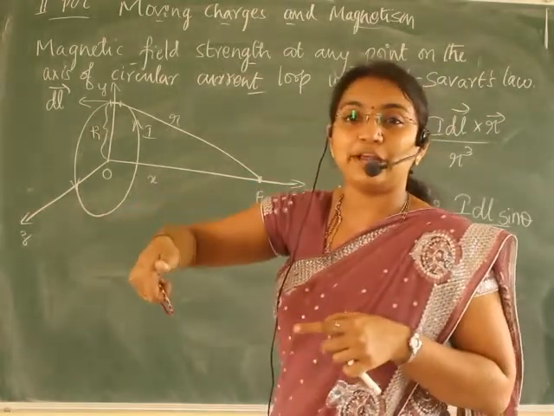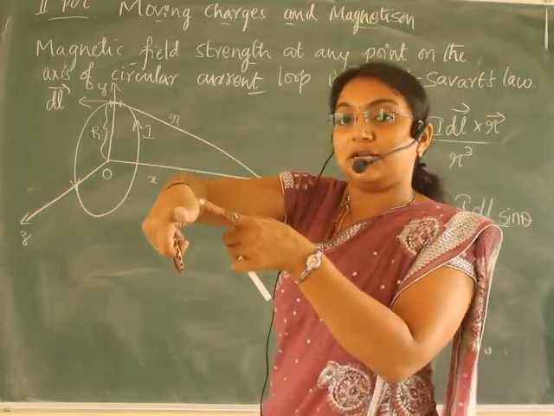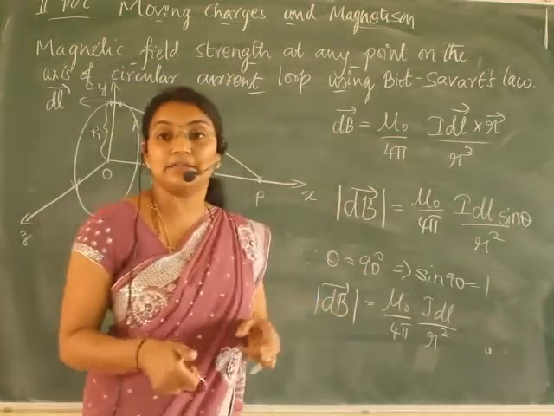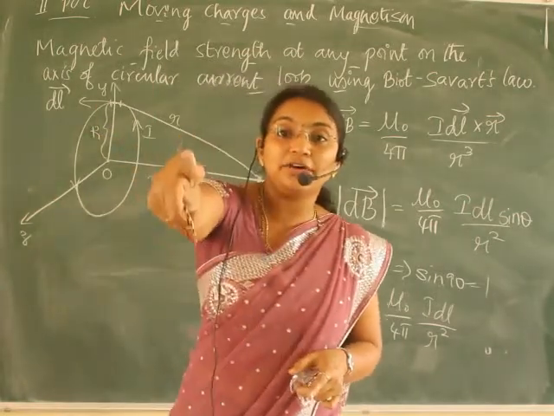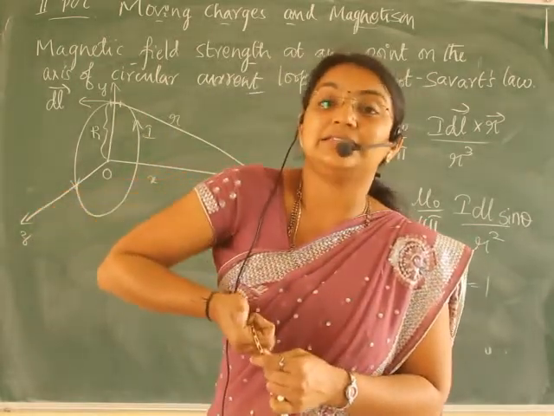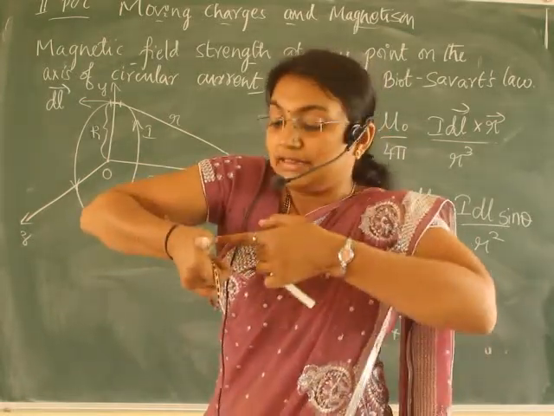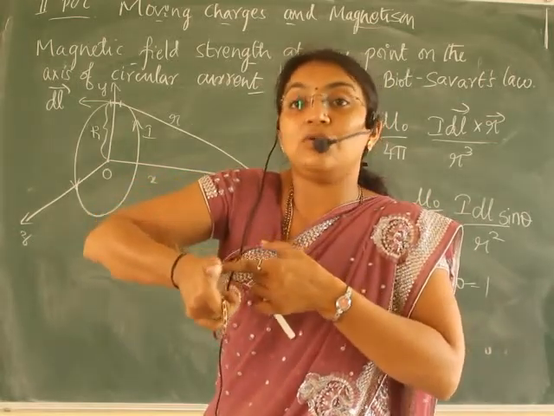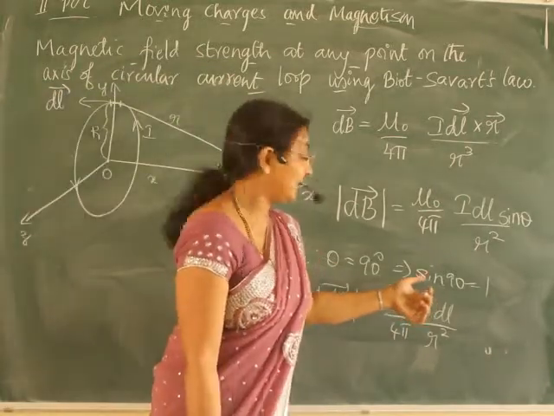This R and this dl are perpendicular to each other. This element and R are perpendicular to each other. Therefore, the angle between R and dl is nothing but 90 degrees. Hold the element in your right hand such that the thumb indicates the direction of the current. Then this is the direction of your element. The direction of R is like this. The angle between R and dl is now 90 degrees, correct? So therefore I can write theta is equal to 90 degrees.